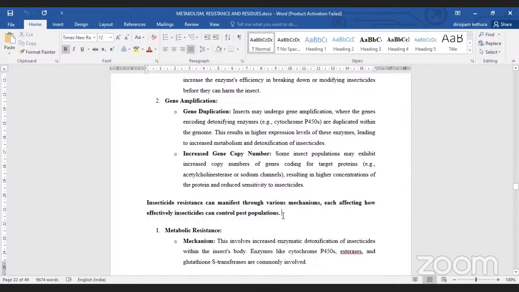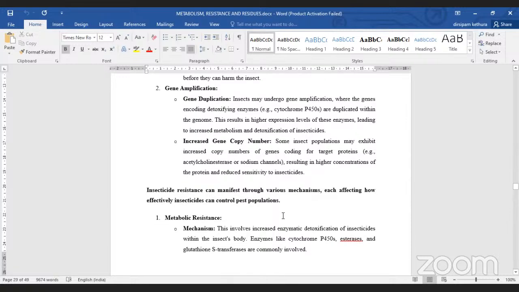And the second one is increased gene copy number. In some insect populations, it may exhibit increased copy numbers of genes coding for target proteins. Example, acetylcholinesterase or sodium channels, which results in higher concentrations of the protein and reduced sensitivity to insecticides. These are about natural mutations. And the second one is gene amplification. Because of these two methods, we could see the development of insecticide-resistant traits.